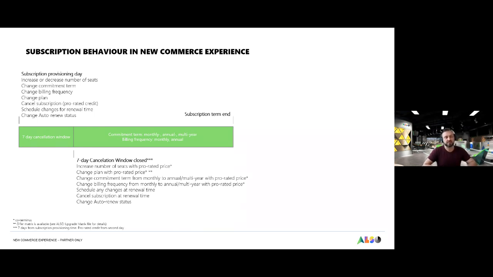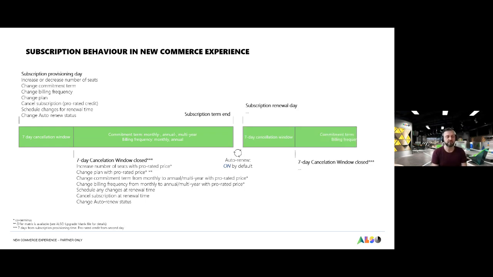You can also cancel the subscription, or schedule the cancellation of the subscription, because as I mentioned, during this midterm you are locked together with the customer and everybody must pay until the end of this commitment term. By default, auto renew is on. So if auto renew is on, the subscription will go into renew status and the 7-day cancellation window will open again. So you can cancel, you can do all the changes again. And if it's passed, then you will also be locked.